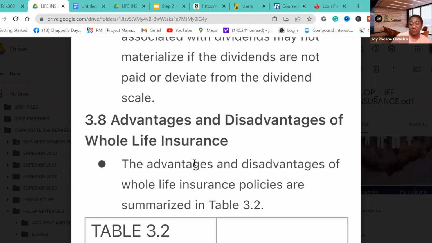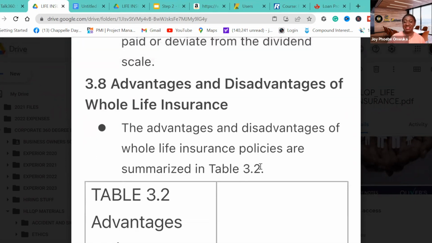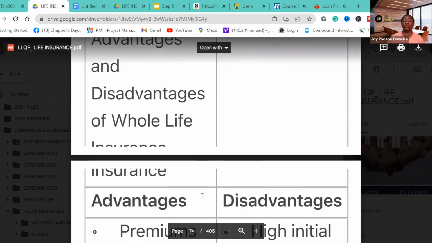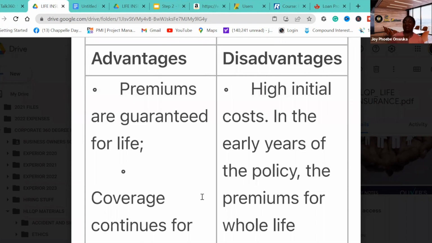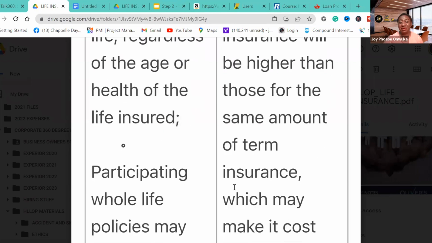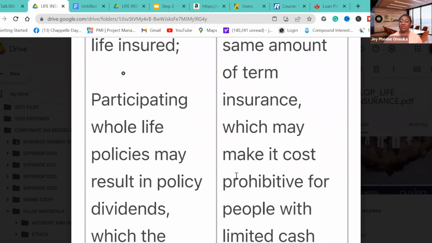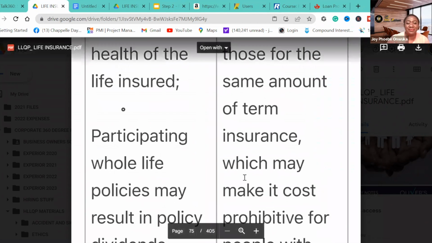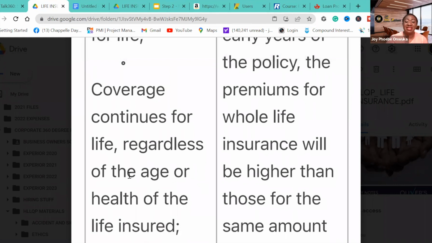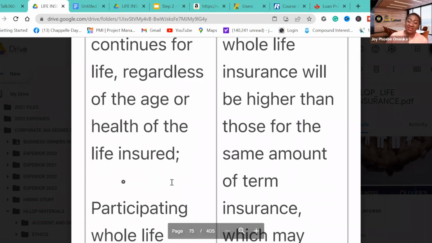Advantages and disadvantages of whole life insurance. The advantages and disadvantages of whole life insurance policies are as follows. Premiums are guaranteed. How about disadvantages? High initial cost in the early years of the policy, and the premiums for whole life insurance will be higher than that for the same amount of term insurance, which may make it cost prohibitive for people with limited cash flow. Coverage continues for life. The advantage of whole life is that coverage continues for life, regardless of the health of the life insured.